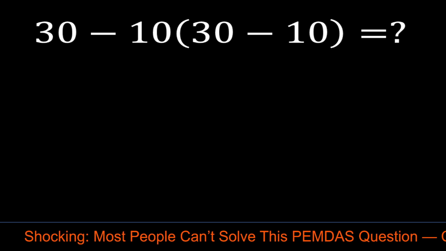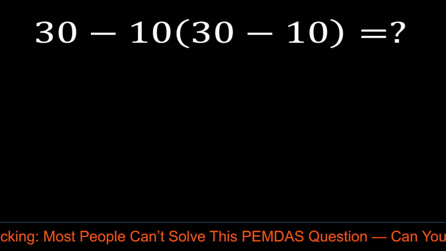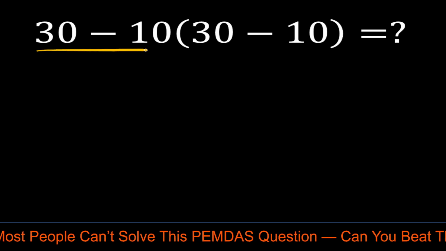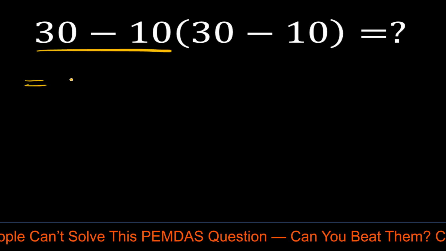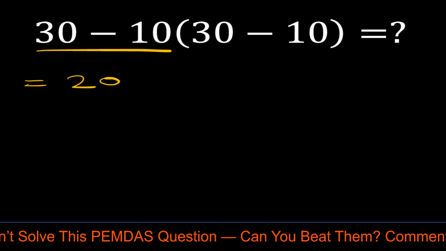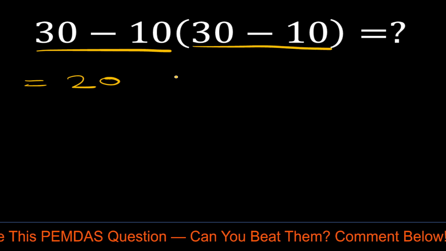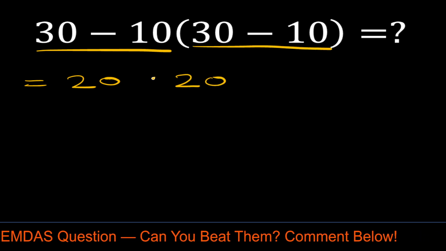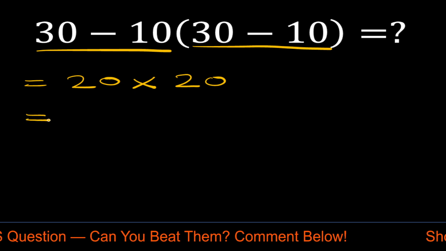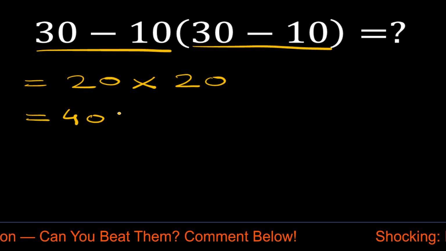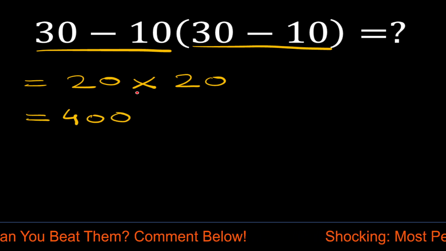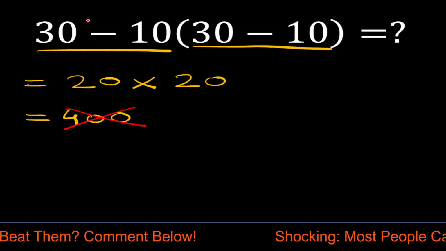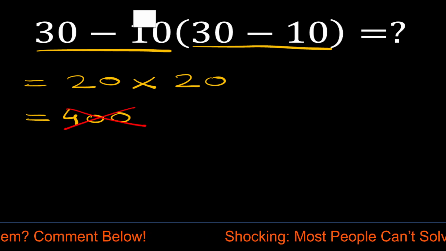So most people solve this question like 30 minus 10 is equal to 20, right? And again 30 minus 10 is equal to also 20. Now 20 multiply 20 is equal to 400. But this answer is not correct. This answer is completely wrong.